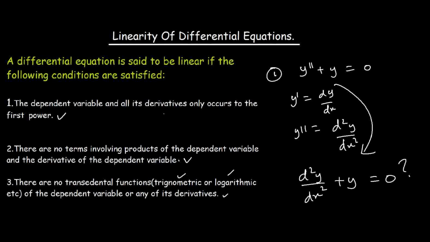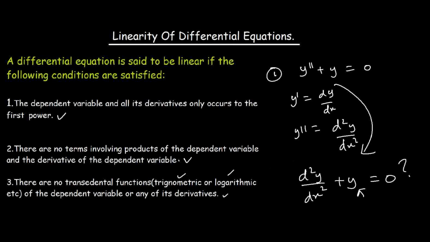Let's look at the second condition also. There are no terms involving products of the dependent variable and the derivative of the dependent variable, which means there shouldn't be any term where the dependent variable will multiply any of its derivatives. Looking at this equation, this dependent variable here is not multiplying its derivative that we have here. So this condition is also satisfied.